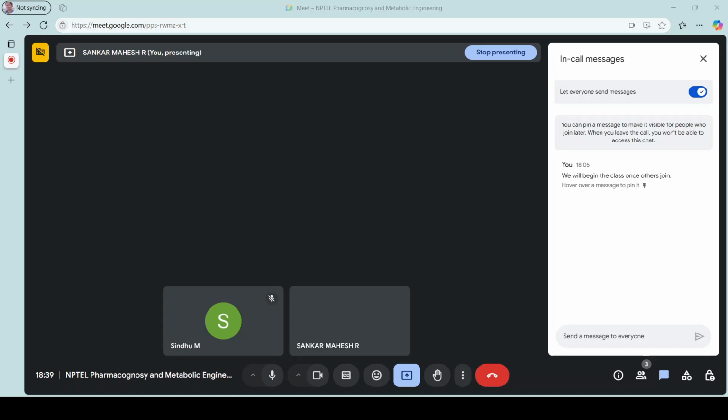Right. The next question is, in vitro shoot cultures of Hypericum perforatum upon microscopic examination revealed translucent glands in leaf lamina, which is the site of accumulation of a bioactive compound. Identify the correct compound. Option A, hypericin. Option B, hyperforin. Option C, hyperforin. Option D, add hyperforin.